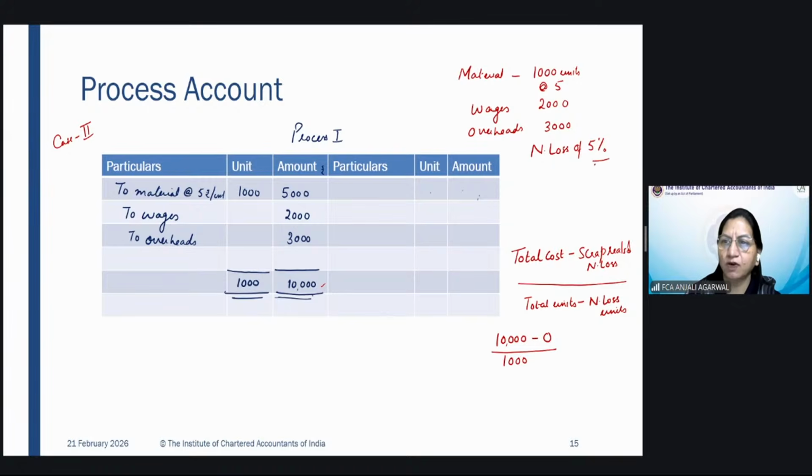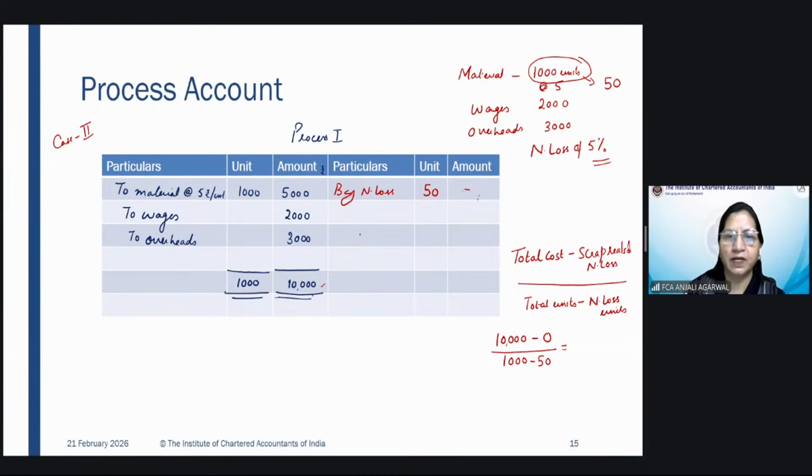But now we have normal loss units. How much is the normal loss units? 5% of the input. If nothing is mentioned, 5% of the input. So 5% of 1,000 will become 50 units. So you'll write here by normal loss 50 units, but as nothing is there in money terms, this is left blank because it is not going to give us any amount.